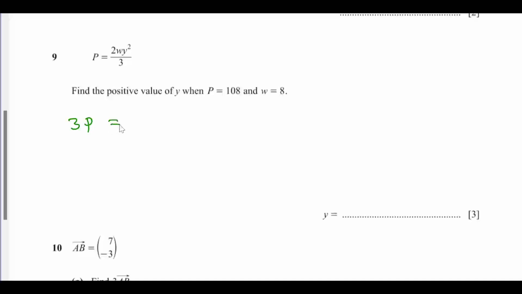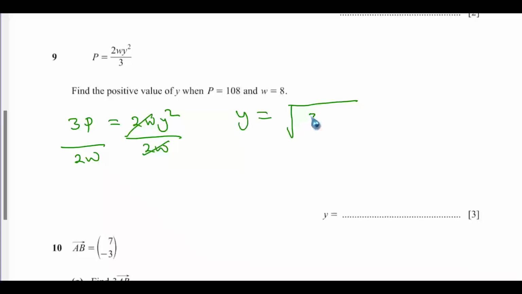and that will give us 3p to be equals to 2w(y) to the power of 2. So we can divide both sides by 2w to make y the subject of the formula. So this we cancel out this. Then we can now take square root of both sides to have y equals to square root of 3p over 2w.